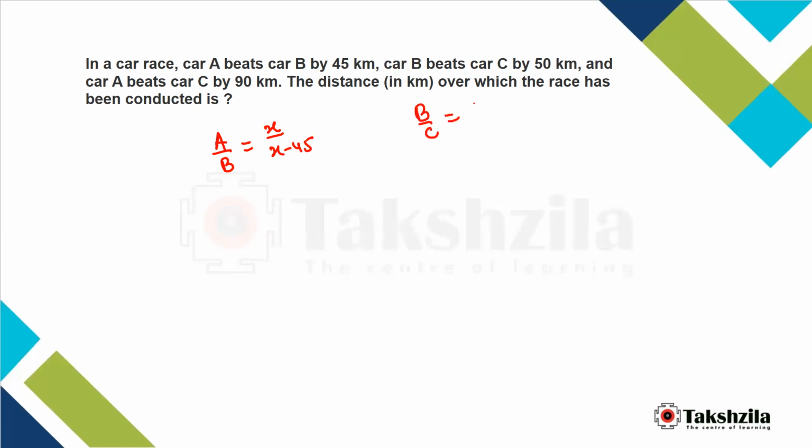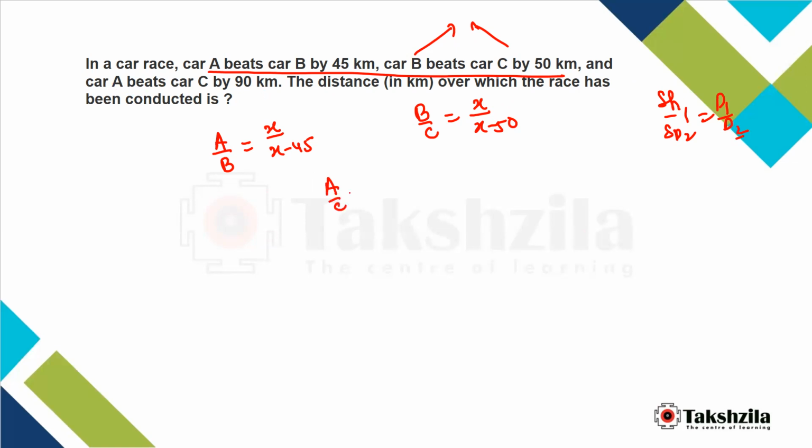So by the time B covers x, C will cover x minus 50. Remember that in all these places, as you can read, he beats this one by that, so at a particular same time we are considering. Basically, time is constant, by which I mean equal, for both people. That's why time got cancelled and we simply got the speed ratio, speed one upon speed two, as distance one upon distance two. So we got this. Now the question is, car A beats C by 90 kilometers.